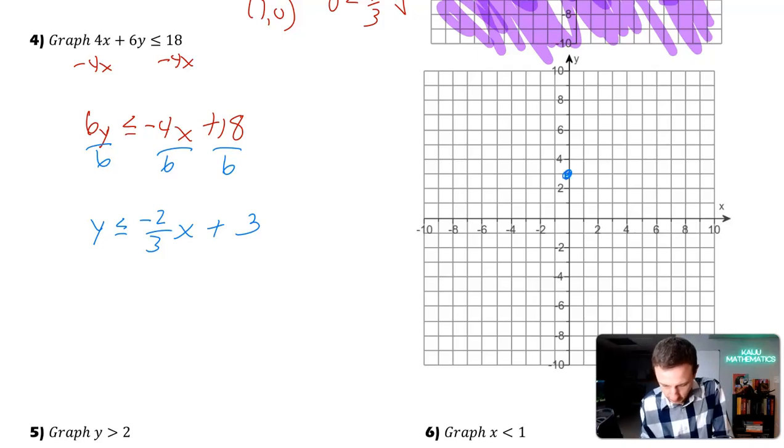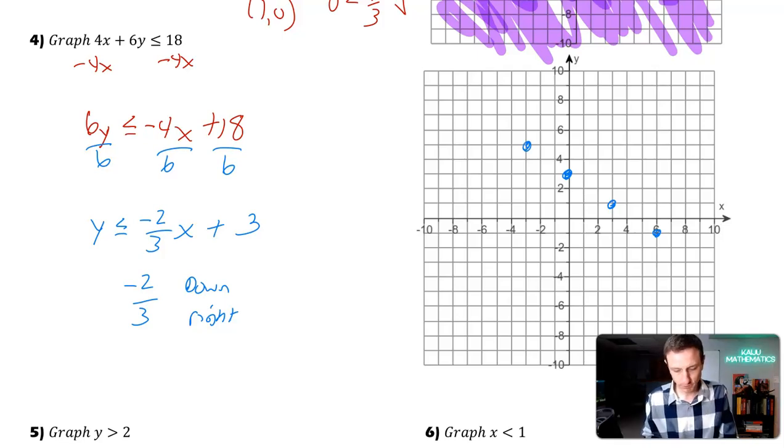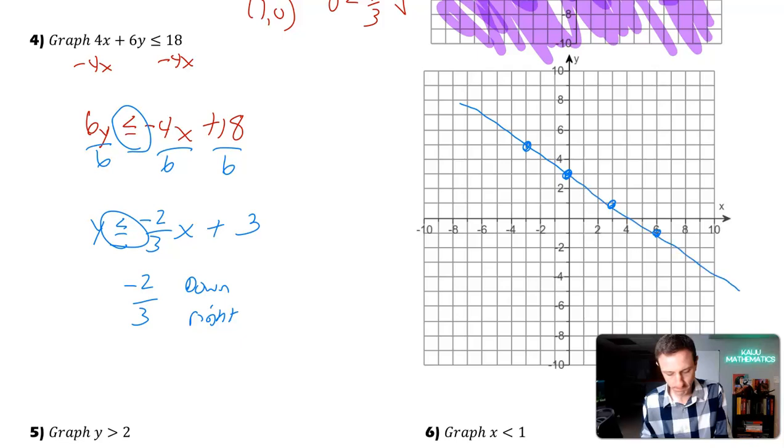So the y-intercept is 3, and my slope is negative 2 over 3, so that's down 2 to the right 3. Down 2 to the right 3, down 2 to the right 3, or up 2 to the left 3. And that is going to be a solid line, less than or equal to, solid line. And let's highlight. We want to highlight the side that is less than, so I'm going to highlight underneath.